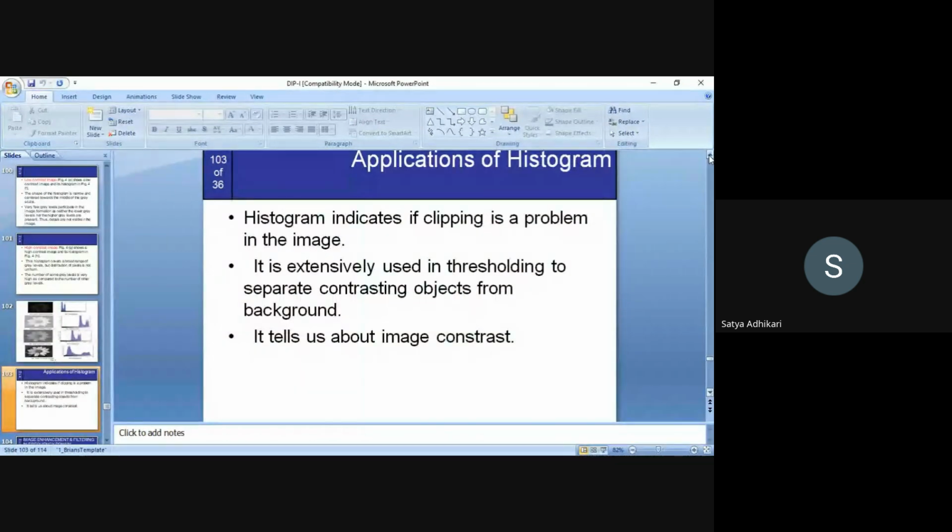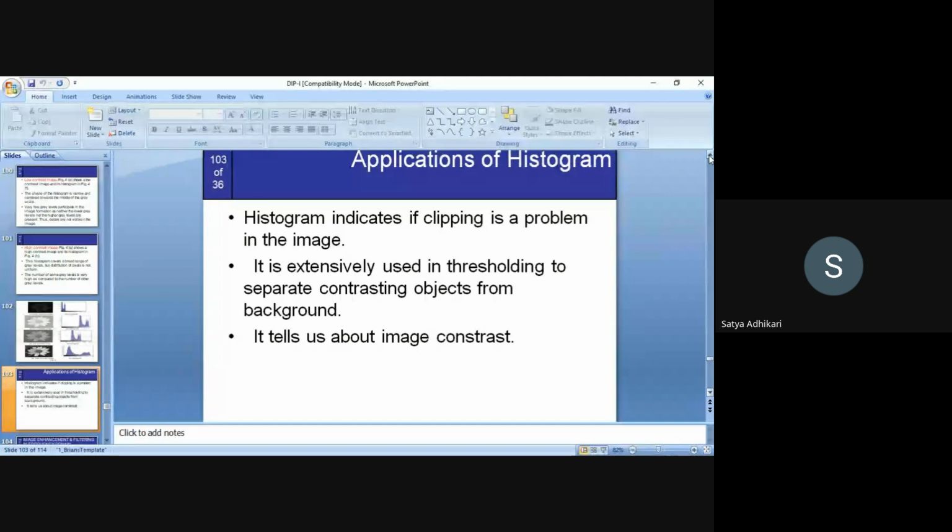Application. So it is clear that histograms give information about an image, whether it is underexposed, overexposed, low contrast, or high contrast. Besides that, there are some other applications.